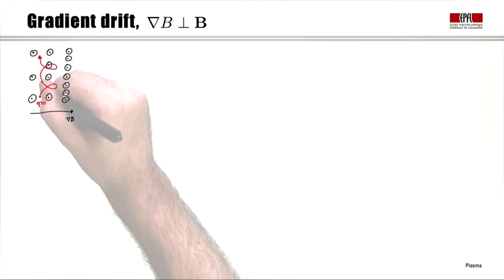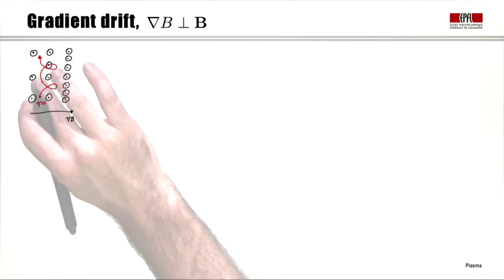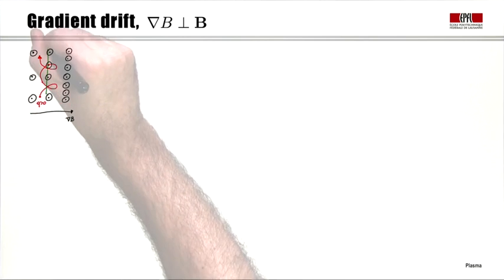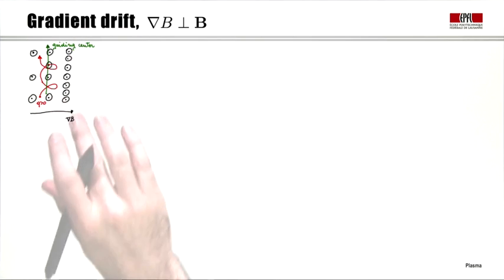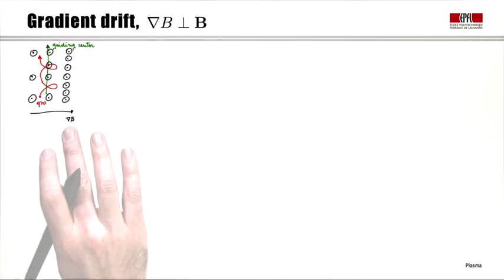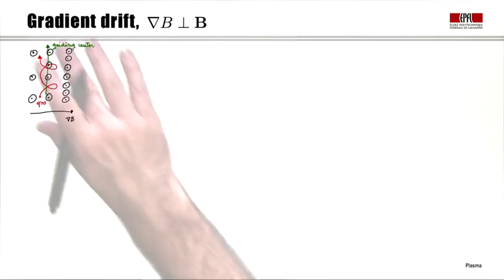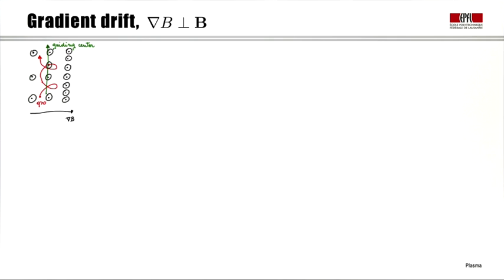In practice, what we will have in this case is a motion of the particle that is rather complicated, but with the guiding center that moves upwards in the direction that is perpendicular to both grad B and B. Okay, let's try to study this analytically.